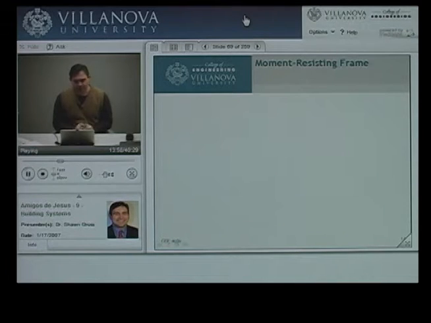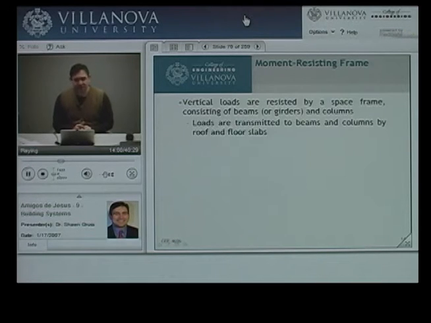If I look at a moment resisting frame, the vertical loads in this case are going to be resisted by a space frame. If I think about a steel building under construction, you can see the grid of steel, the three-dimensional grid of steel, a very common situation. When you have your floor slabs, it's going to form your vertical resisting system. The load will be transferred from the live load or the dead load to the floor slab, from the floor slab out to beams, from the beams to the columns, from the columns down to the foundations.